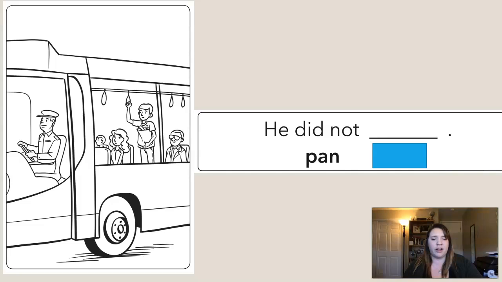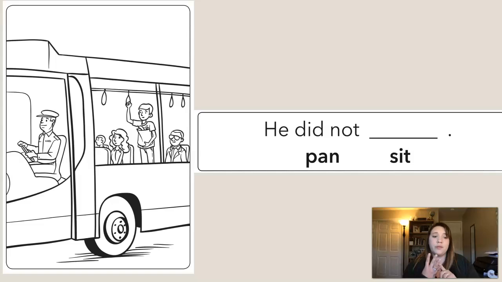That doesn't sound quite right. Let's see what the next one could be. He did not sit. Well, he did not sit, to me, is more of a sentence that sounds right. He did not pan does not make sense, because we know pan is not a verb. He's not going to pan. You can't do that. But it looks like in the picture, he's standing.